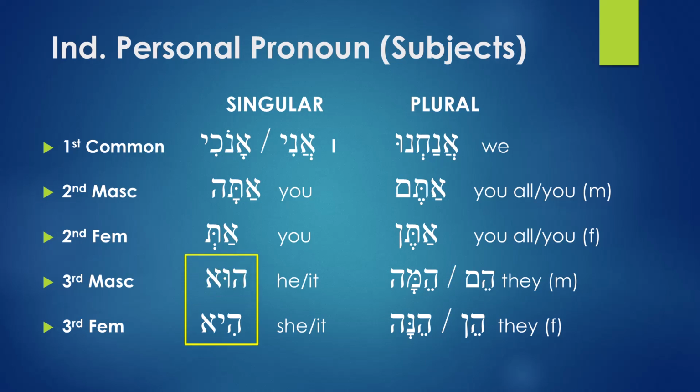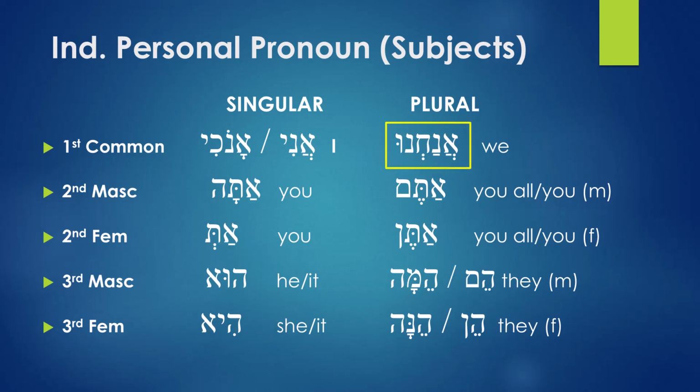So on hu and hi, let me give you a hint on how you can know this easily. Here is a hint. Hu is he and hi is she. You need to know that phrase. That phrase is going to help you to know this. Hu means he in Hebrew and hi means she. So hu is he and hi is she. That's going to help you a lot.